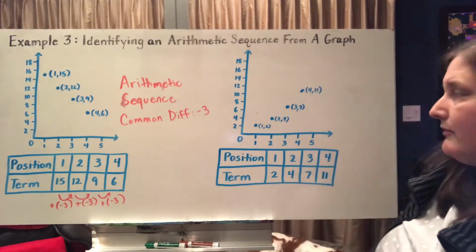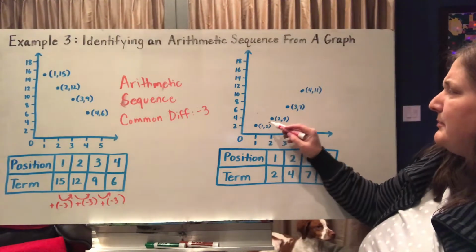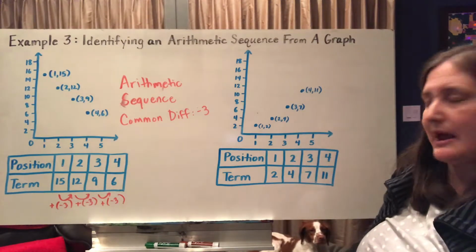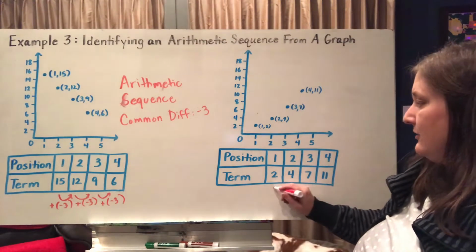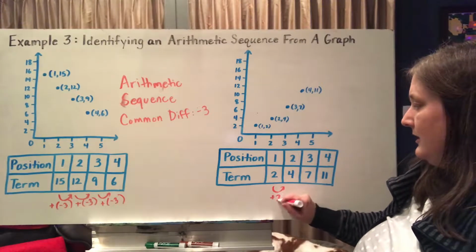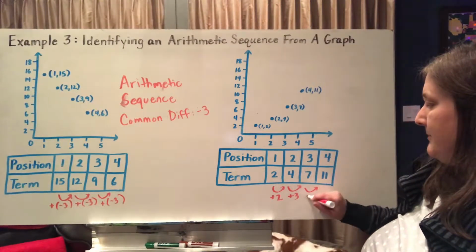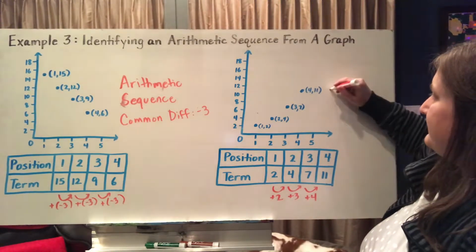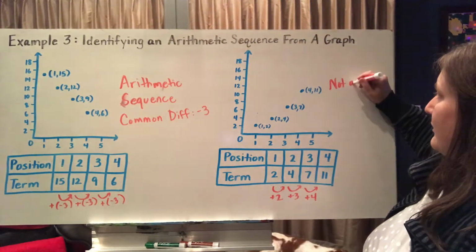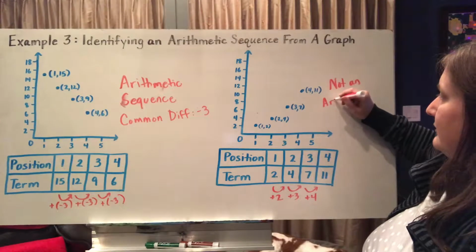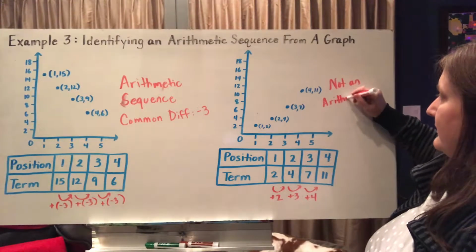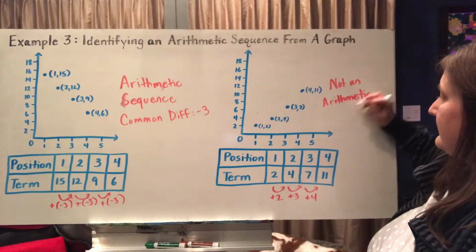So take a look here. These guys don't quite appear to be in a straight line, but I'm going to put them in a chart and check. I notice here I'm going up by 2, but my next one I notice I'm going up by 3, then I'm going up by 4. So this is not an arithmetic sequence. I don't have a common difference here, so not an arithmetic sequence.